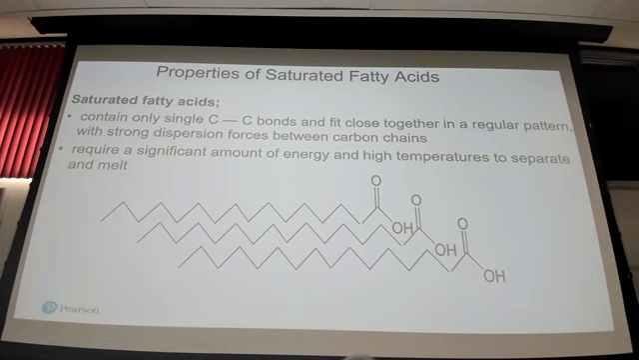And the more there are, the stronger the dipole. Yes. That requires a significant amount of energy, and higher temperatures to make it liquid. Does that make sense? Any other questions about that?